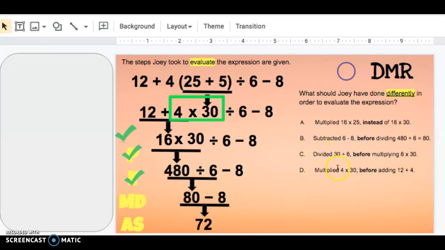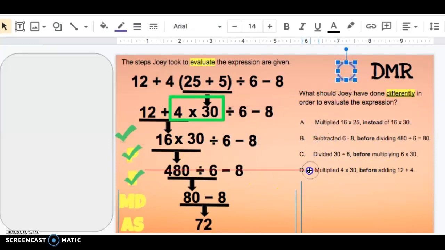Still not talking about my 4 times 30. Or should he have multiplied 4 times 30 before adding 12 plus 4? And ding, ding, ding, that is correct. He should have multiplied 4 times 30 before he should have added the 12 plus 4. Okay?